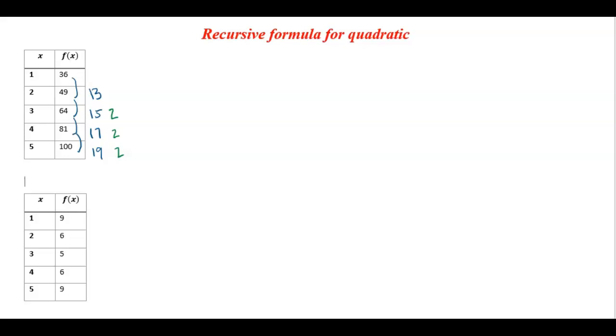Now, how do we write the recursive formula? Writing the recursive formula for a quadratic function is the same as writing it for a linear or exponential function. We always start with f of x. So it's going to be f of x equals the previous term. Every time you do recursive, you have to know the previous term, which is f of x minus 1, plus some type of number, plus something.